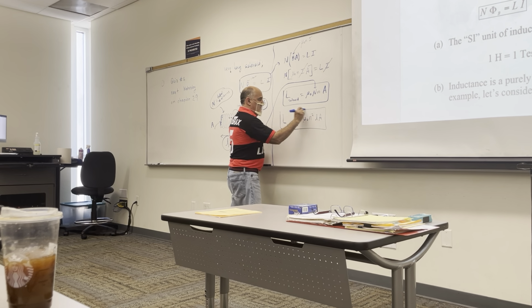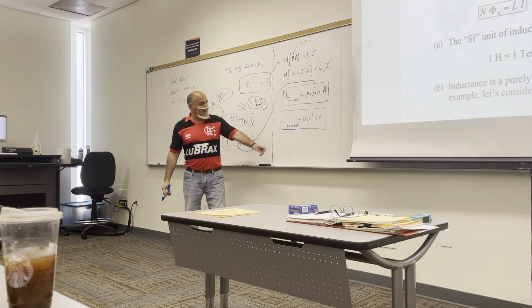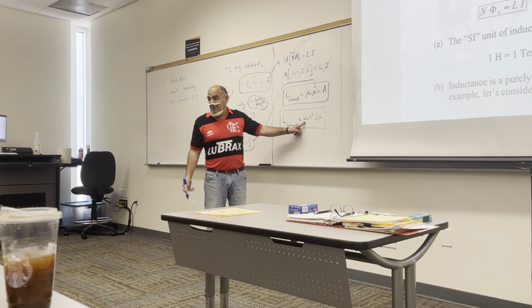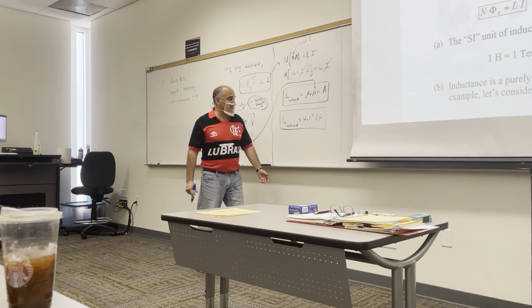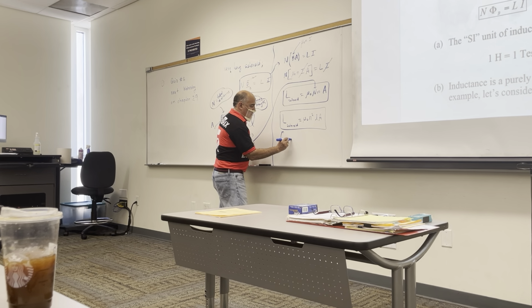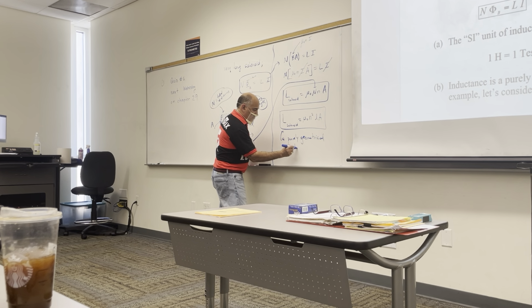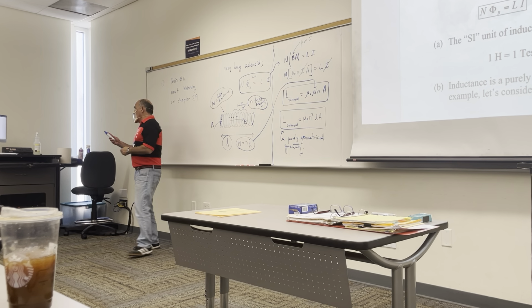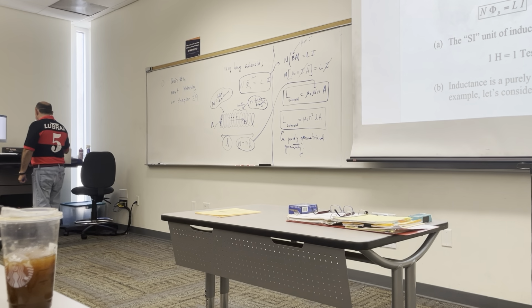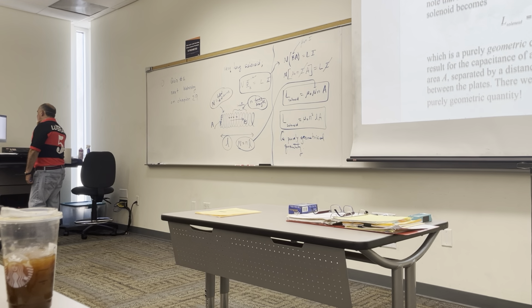So this capital L represents the inductance. And notice that this is a purely geometrical quantity. It involves the magnetic properties of the vacuum in the solenoid, the number of turns per length, how long it is, and how big it is in area. So this is a purely geometrical quantity, just like capacitance is a purely geometrical quantity. So that's what that is.